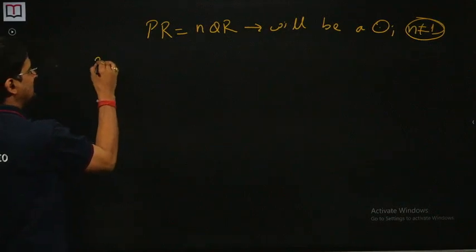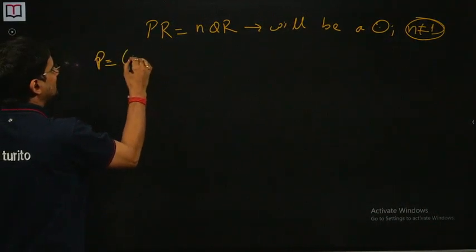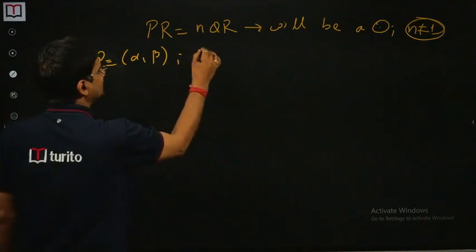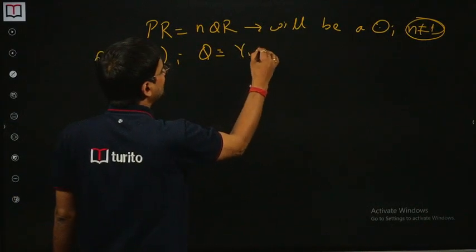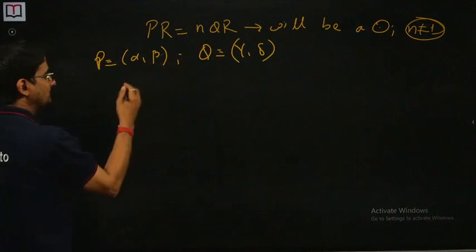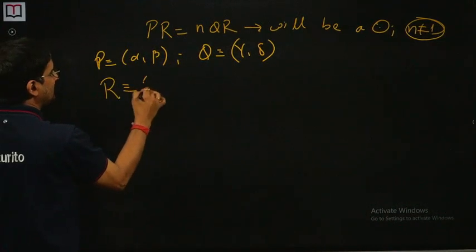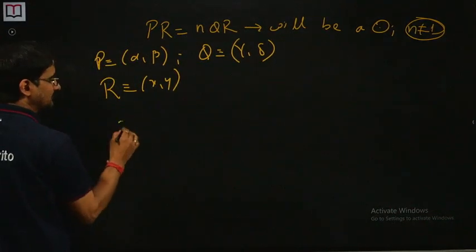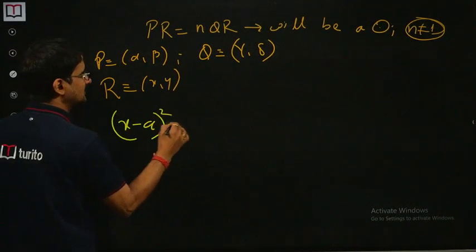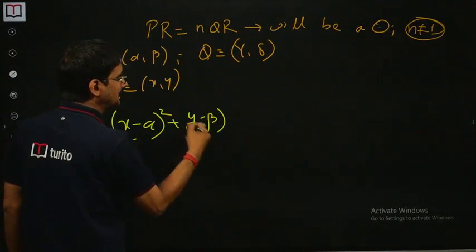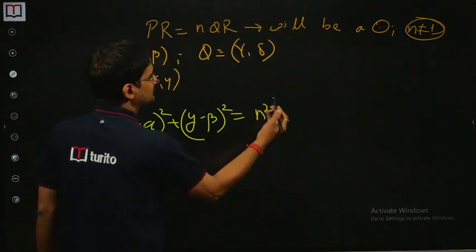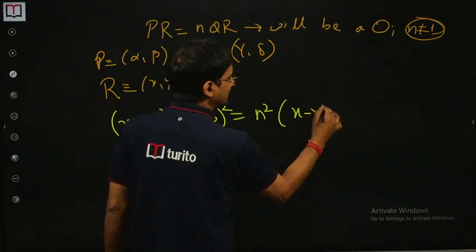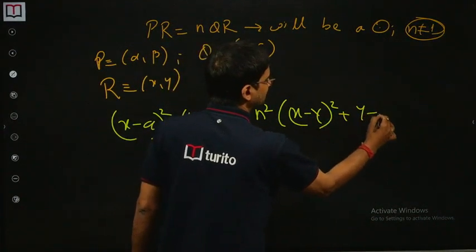See, let's say P is nothing but alpha, beta, Q is nothing but gamma, delta. P and R is the variable point x comma y. So just apply the distance formula. We don't need to do so much calculation here. It's really very simple and directly visible here. Squaring both the sides, and then it's x minus gamma whole square plus y minus delta whole square.